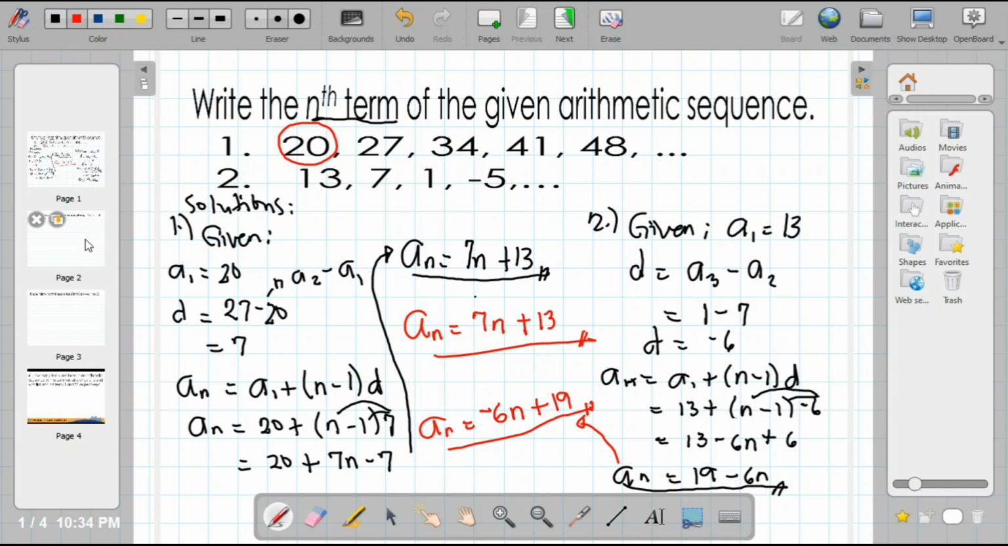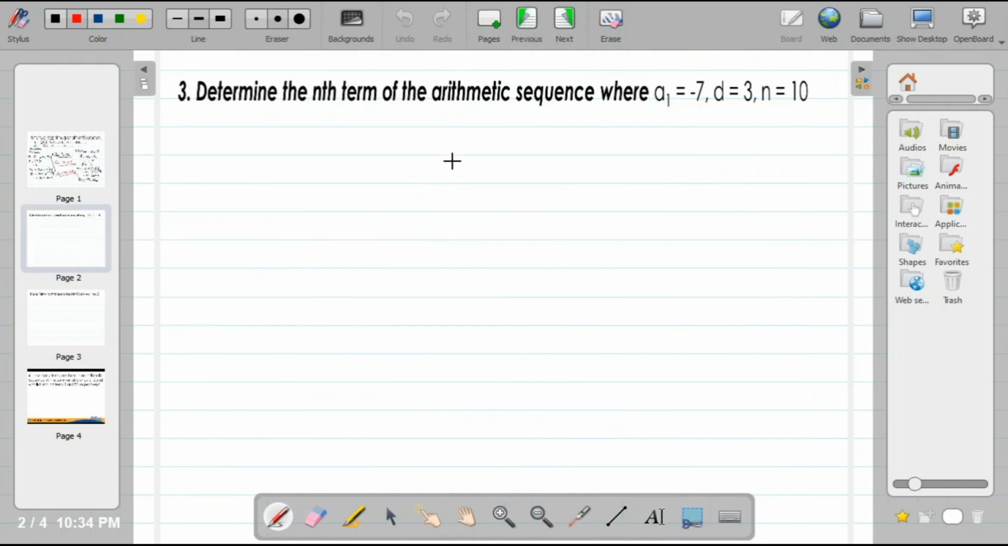Now, let's solve another problem. Problem number 3. For number 3, we're going to determine the nth term of the arithmetic sequence where a sub 1 is equal to negative 7, d is equal to 3, and n is equal to 10.